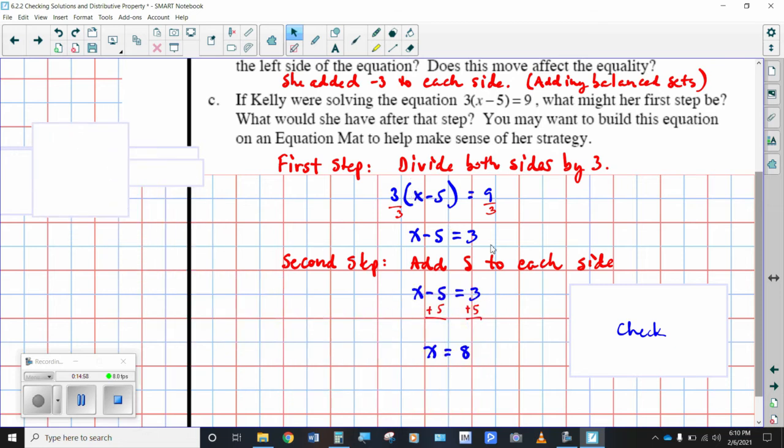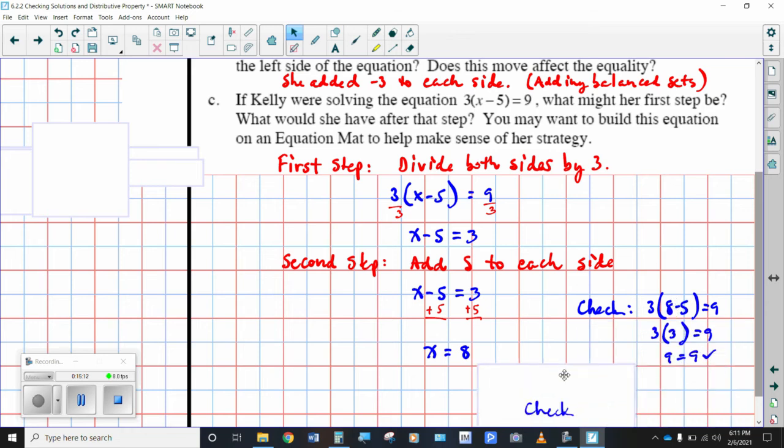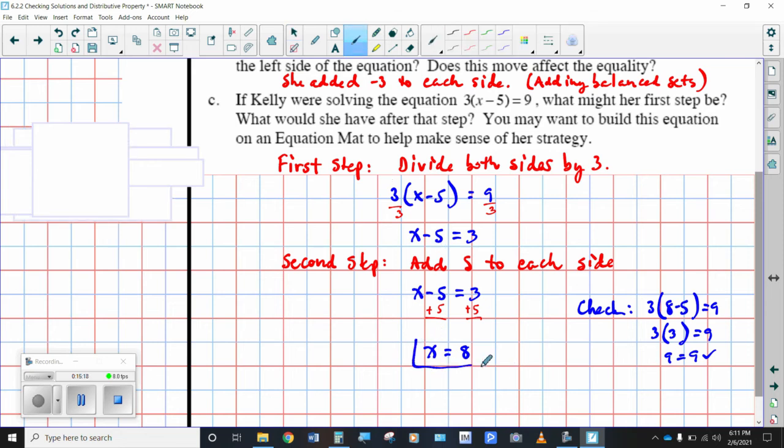So does that absolutely work? Let's check it. If 3 times (x minus 5) is equal to 9, and we think that x is equal to 8, then 8 minus 5, does that give you 3? It does. And 3 times 3 is equal to 9, so we know that we've got our answer correct. So we can draw a box around our solution and feel confident that the solution to this problem is 8.